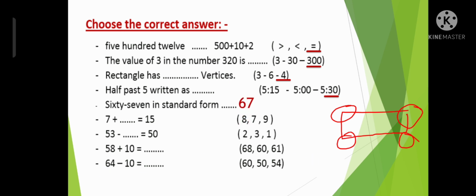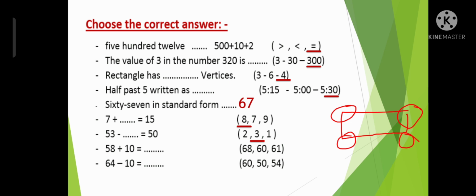7 plus what equals 15? Close your hands and count after 7 to get 15. After 7: 8, 9, 10, 11, 12, 13, 14, 15. We count 8 fingers. 53 minus 50. Count back before 53: 52, 51, 50. We count 3 fingers.